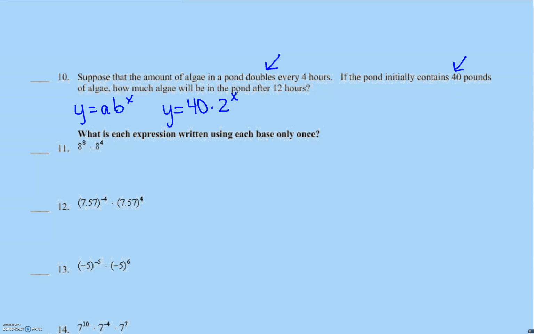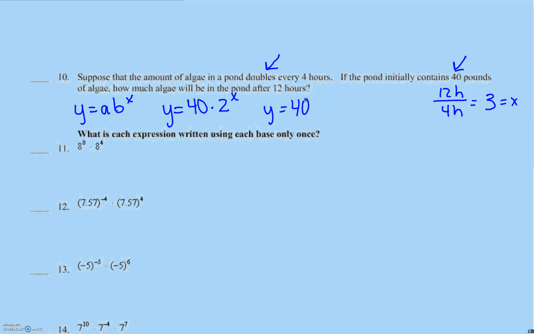And that x is split up for every 4 hours. So how much algae will be in the pond after 12 hours? We take that 12 hours and divide by 4 hours to figure out how many times it's doubled, which means 3. It went from 4 hours to 8 hours, 8 hours to 12 hours. Okay, 0 to 4, 4 to 8, 8 to 12, 3 times. So we plug that in for x.